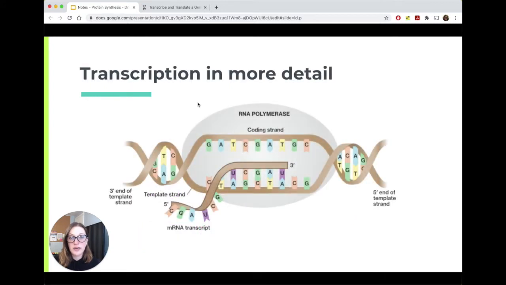Before I move on to translation, I want to show a brief animation of this process and what it would look like step by step inside of a cell.